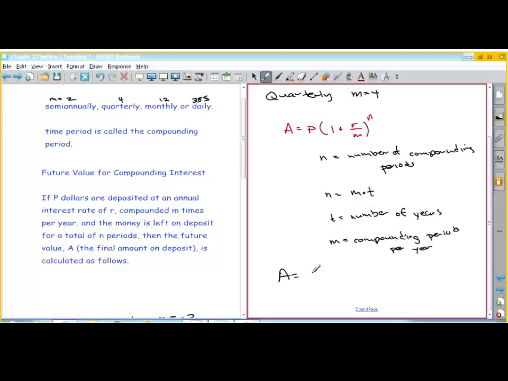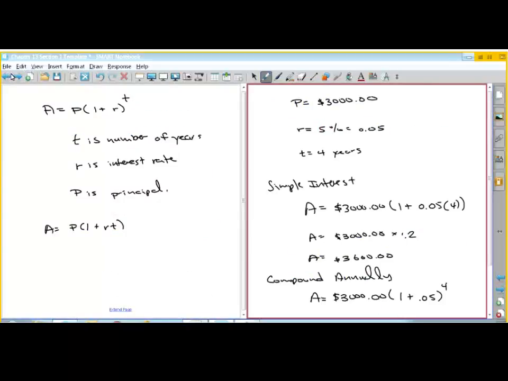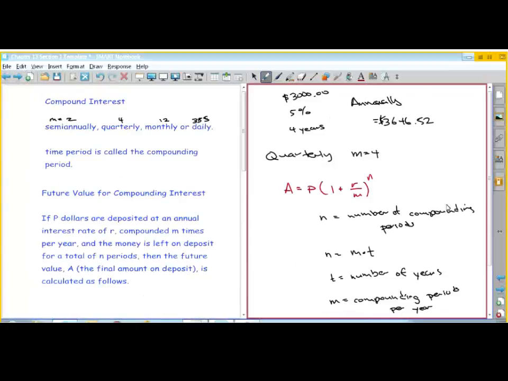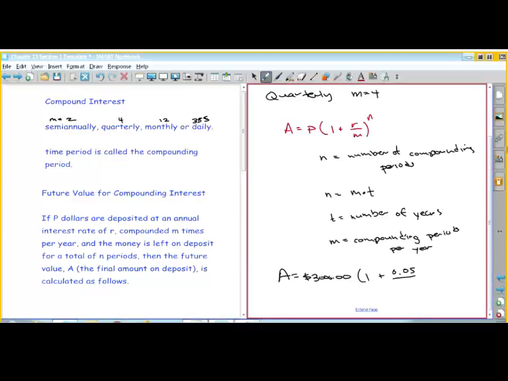So let's plug the numbers in. For quarterly, we still have our $3,000 to start with. Then you have 1 plus the interest rate, which was 5%, 0.05, divided by, was it 0.05 or 6? I can't remember now. Make sure I did that right before we go any further. 5%, yeah, so we did 5%. Okay, so that's the yearly interest rate.